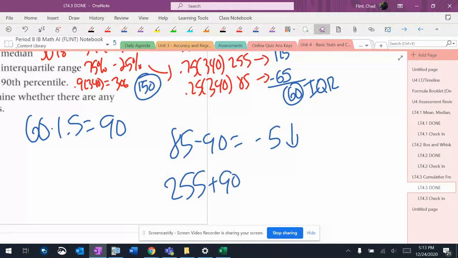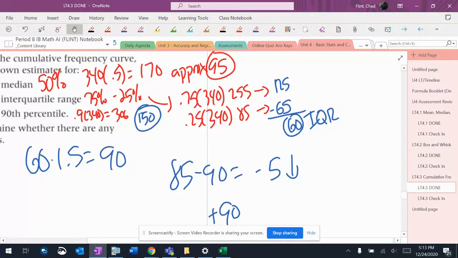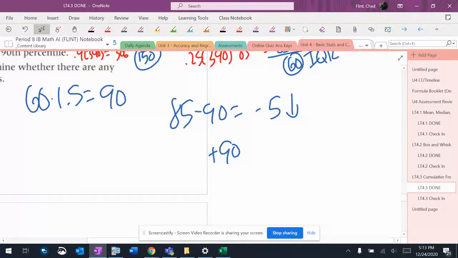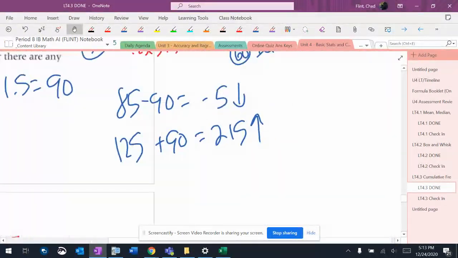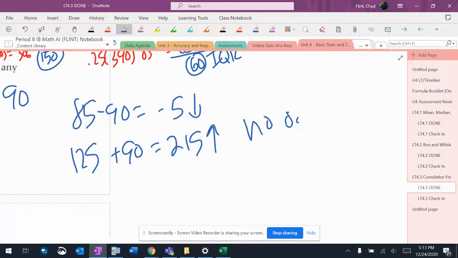And then the upper quartile is 255 plus 90. I'm sorry, that is not the upper quartile. The upper quartile is 125. So 125 plus 90 is 215, and anything over 215, which also didn't happen. All right, so there are no outliers.